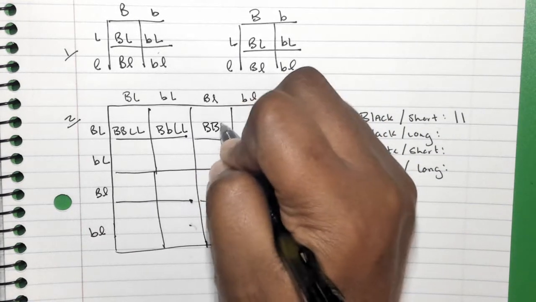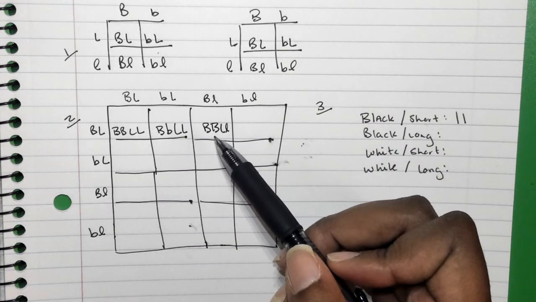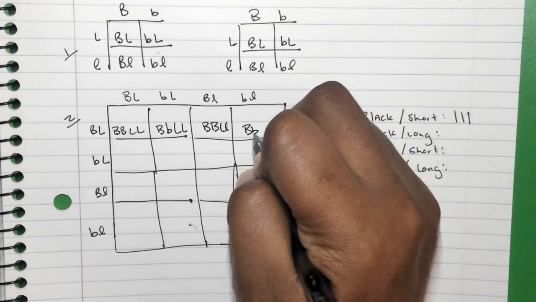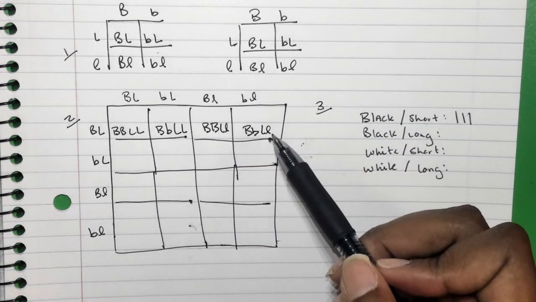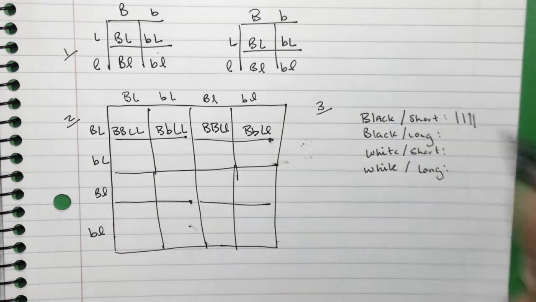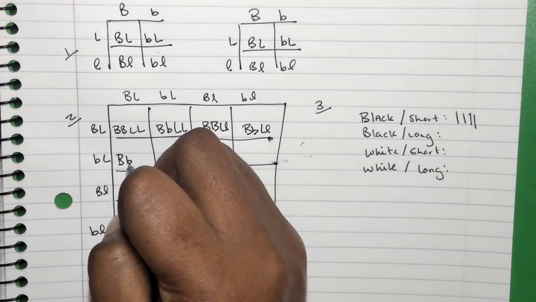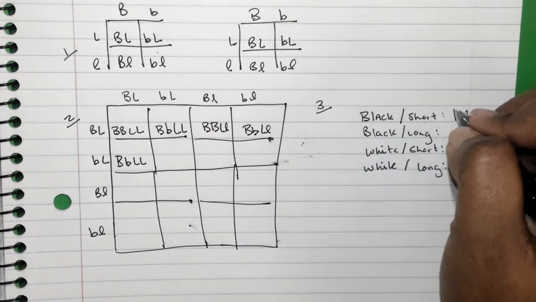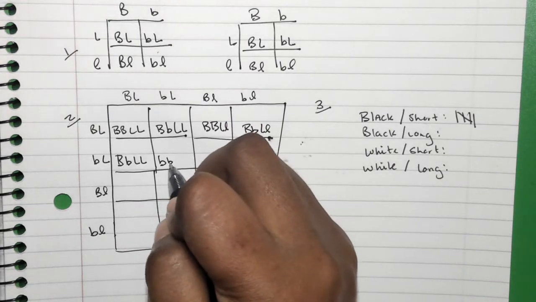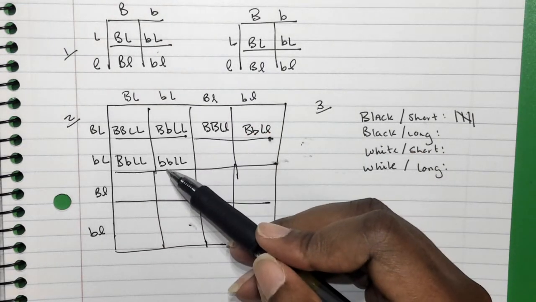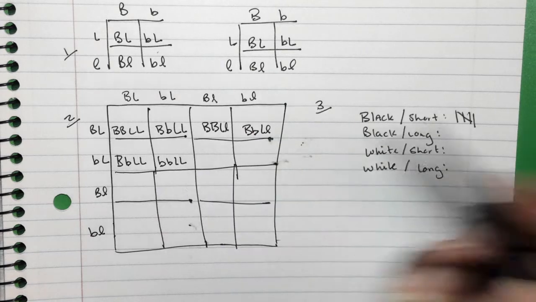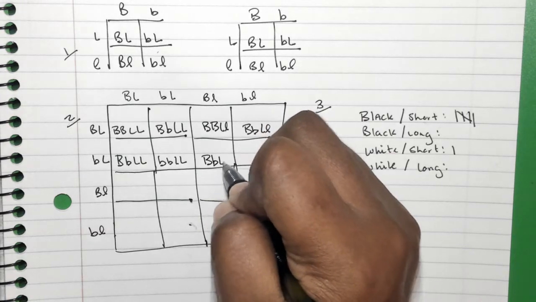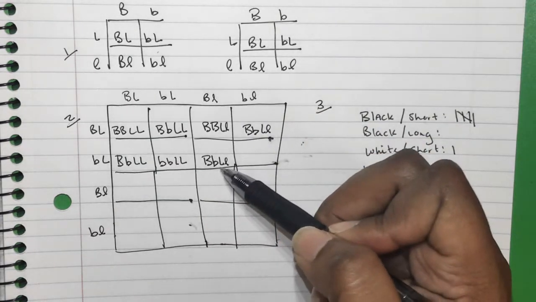Next one, big B, big L, little L. What do you say about this guy? Black and short. Then I've got big B, big L, little L. Black and short. Next, big B, big L, big L. What do you guys say? Black short. Next one, little b, big L, big L. What's the color? White with short hair. Next one's big B, big L, little L. Black and short.